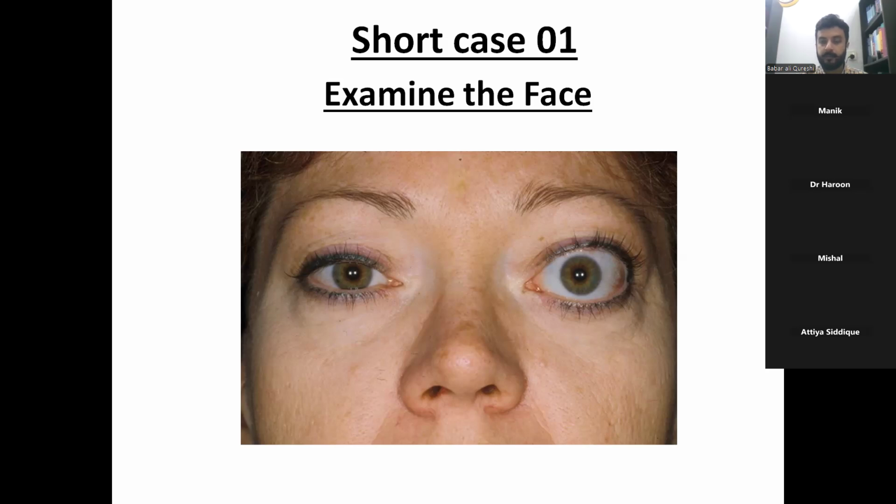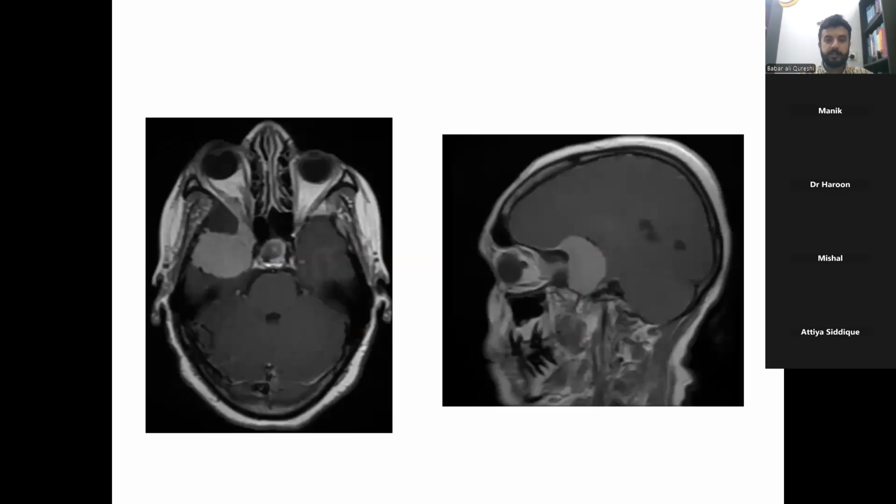Okay, how will you proceed? We would like to order targeted investigations like MRI brain and orbit with fat suppression images. All right, so let's see the MRI of this patient. Can you read the MRI, interpret it? Yes, sir.